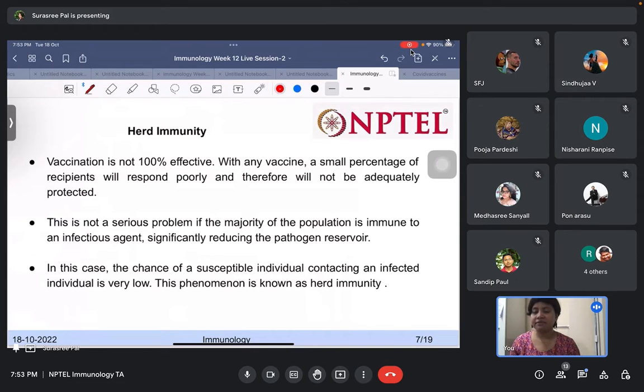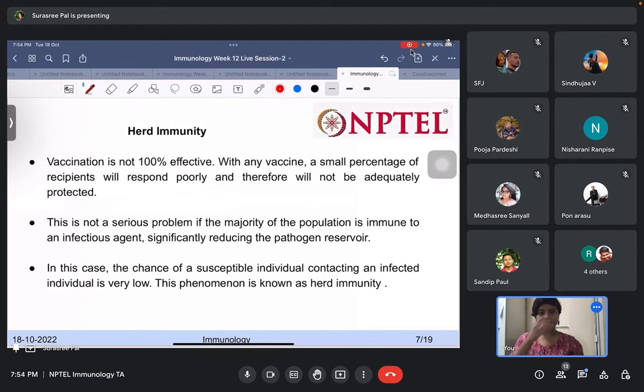Okay, so if the majority of the population is immunized, that will prevent the spreading of the disease, and that will actually help the poorly immunized individuals also to escape the disease, to avoid the disease.